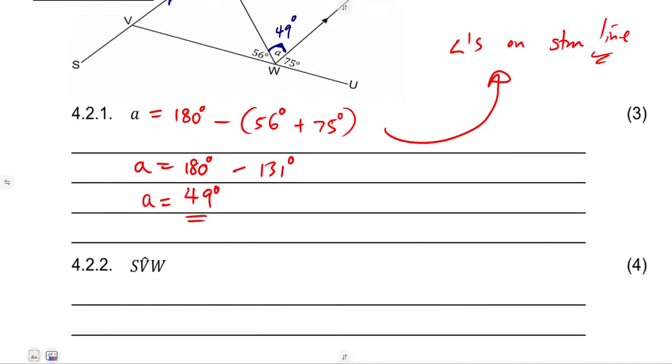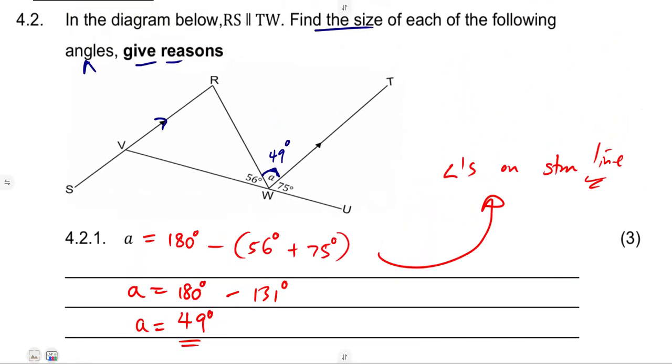Then what about this angle 4.22, which is SVW? SV to W, SV to W. This angle, which is the outer angle, the exterior angle. What is it about the exterior angle? There are so many ways of answering this.